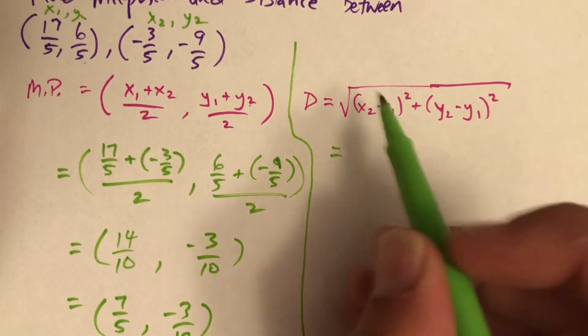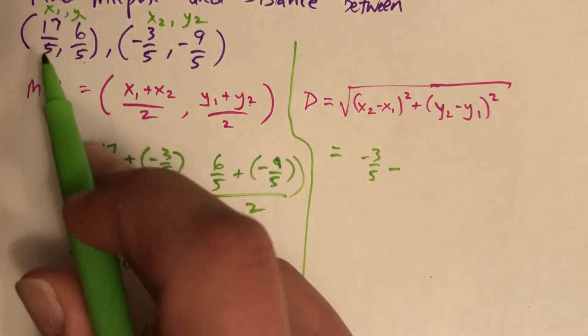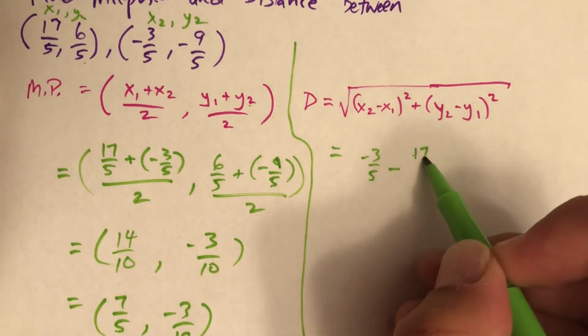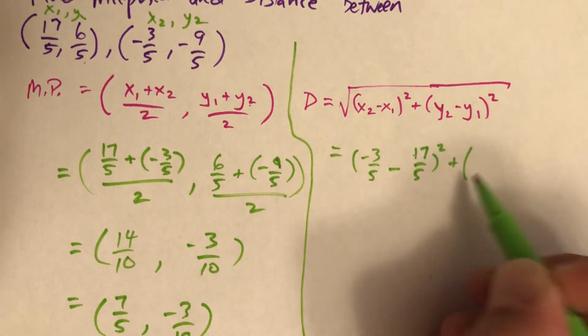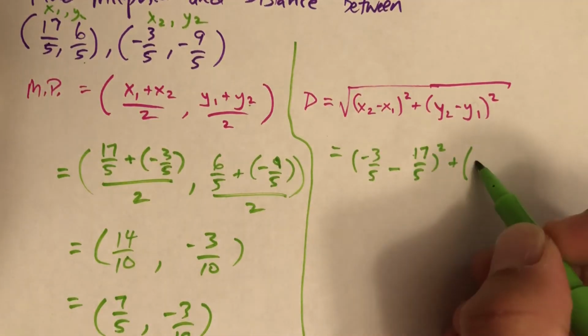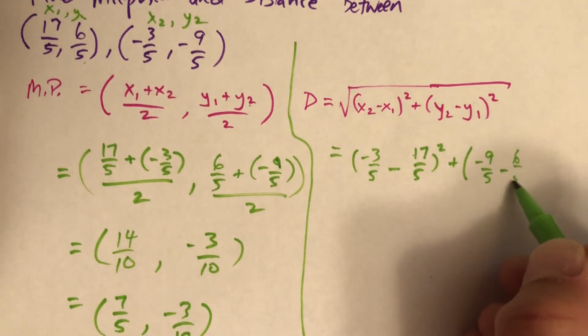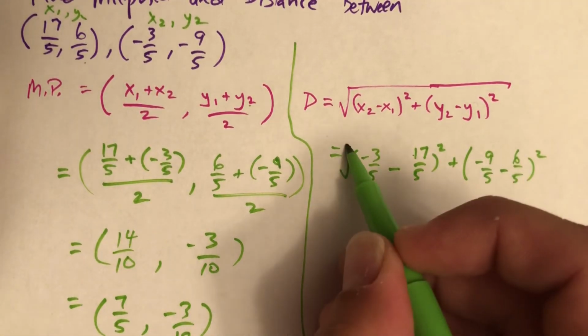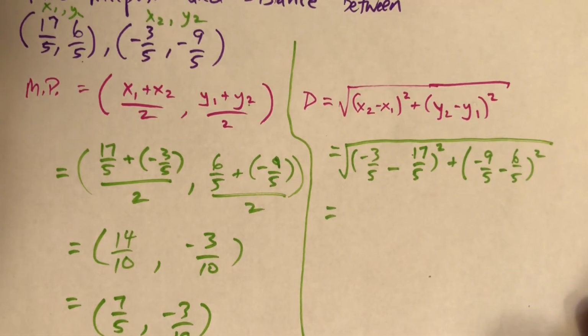We're going to put x2, there it is. We've got negative 3/5 minus x1, so 17/5, quantity squared. Add the difference of the y coordinates, so we've got negative 9/5 minus 6/5 squared, and that's all under a radical sign there. And now we just play the simplification game.